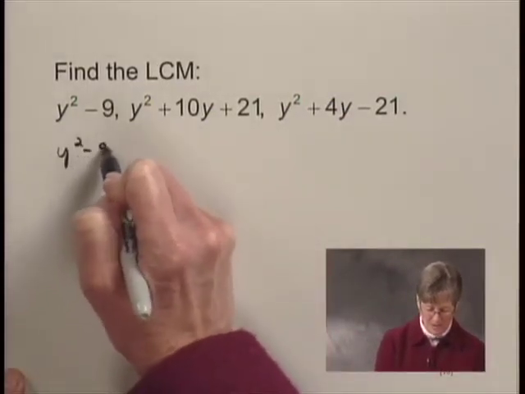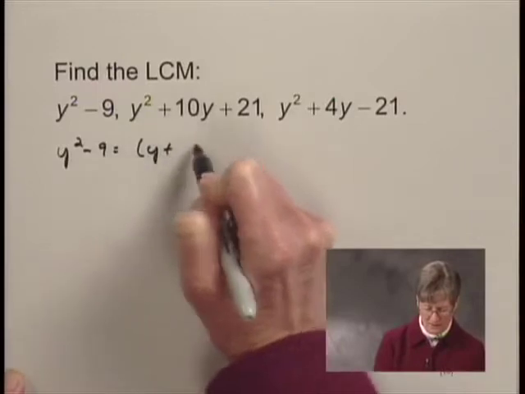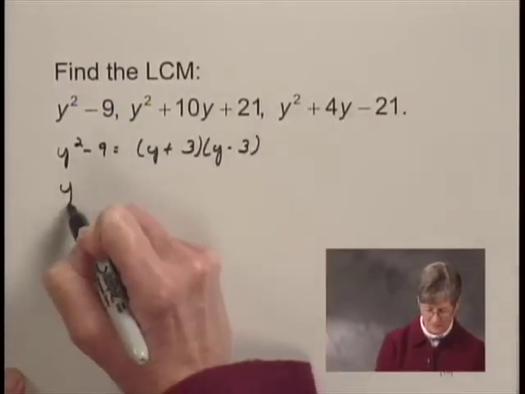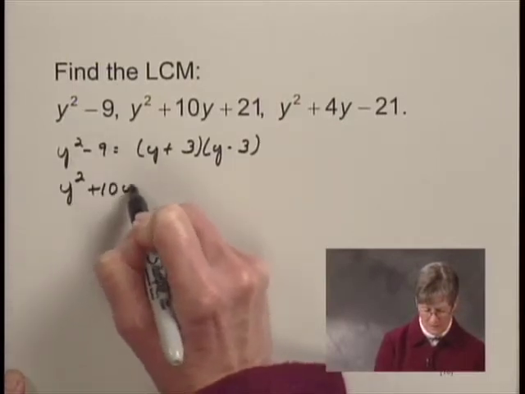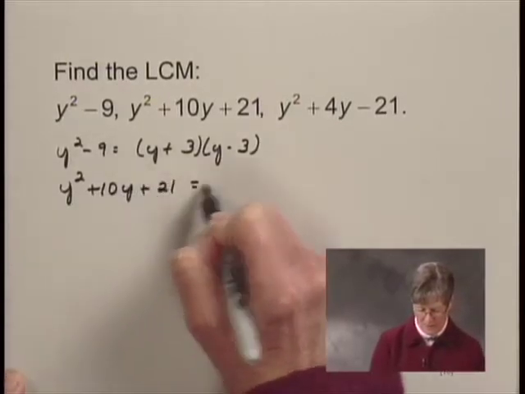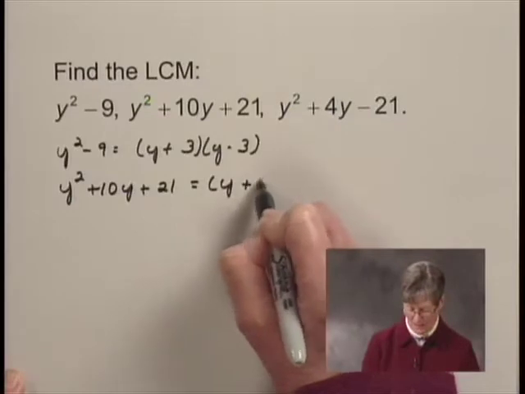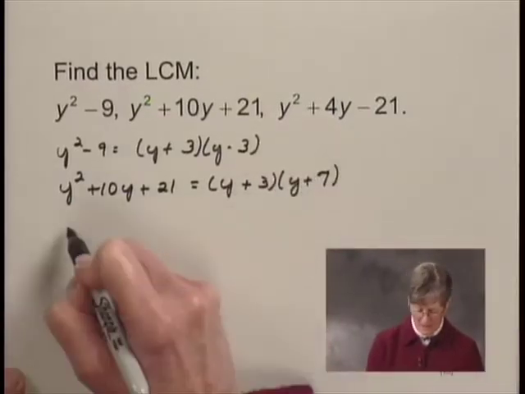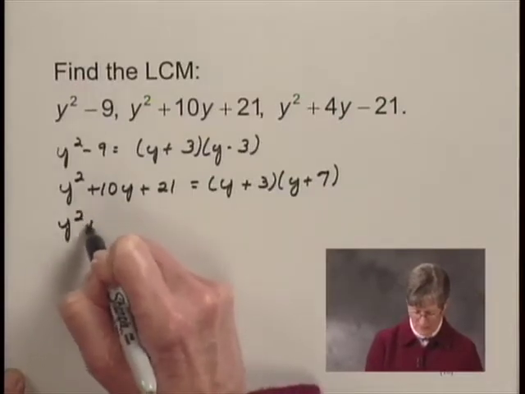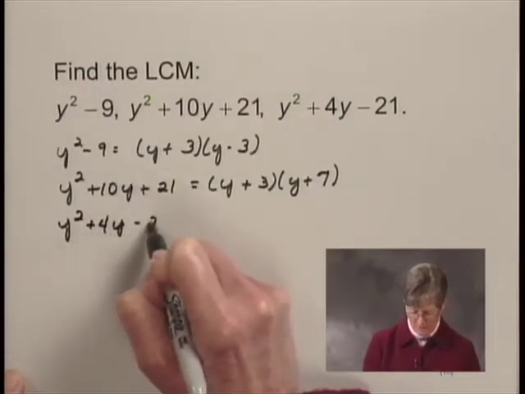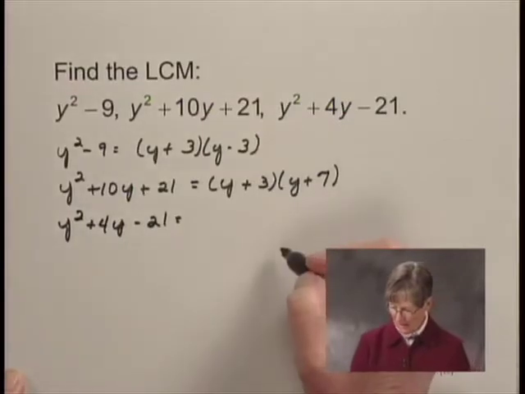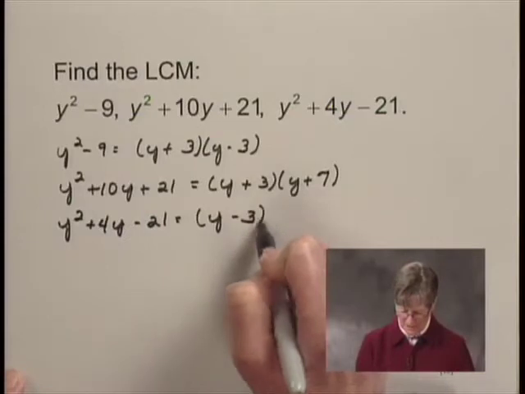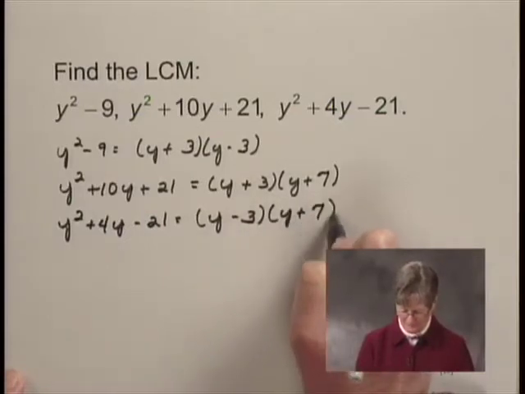Y squared minus 9 can be factored as y plus 3 times y minus 3. Y squared plus 10y plus 21 can be factored as y plus 3 times y plus 7. And finally, we have y squared plus 4y minus 21, and we can factor that as y minus 3 times y plus 7.